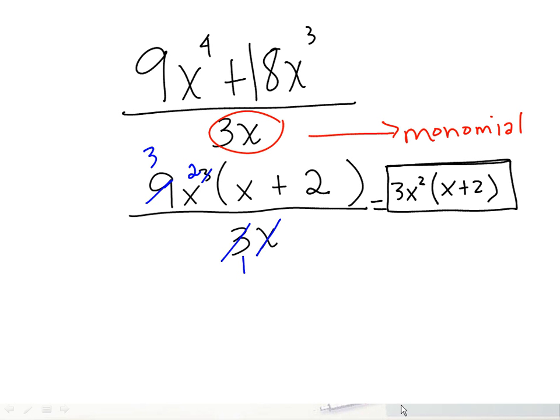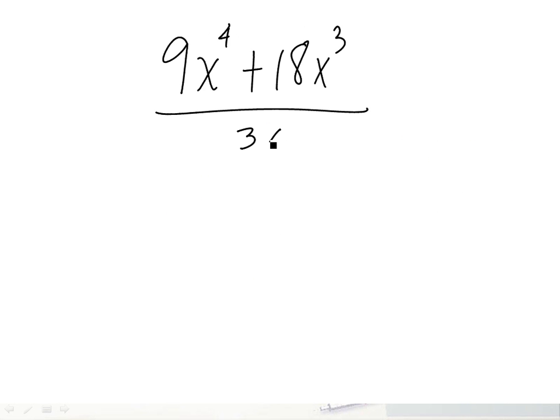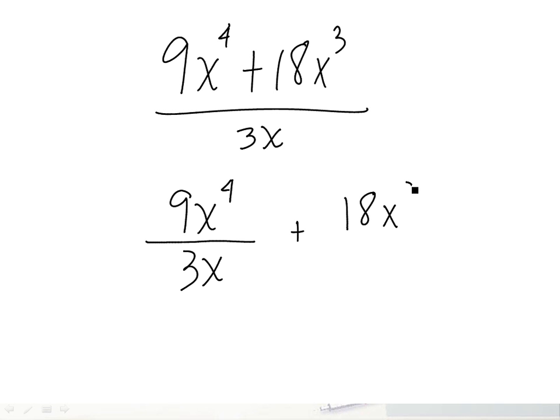Another way we could have done this was to split the numerator up. Since there's only one term in the bottom, we could have split the numerator up like so, 9x to the 4th divided by 3x plus 18x cubed divided by 3x. So only if you have a monomial in the denominator. Okay, let's look at it.